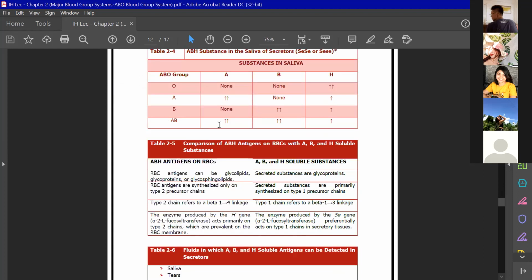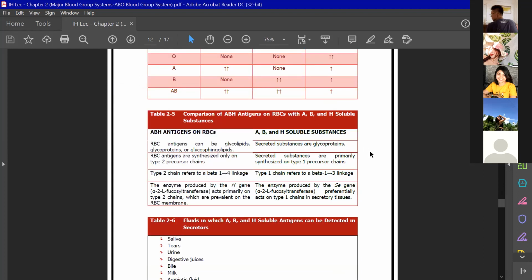Okay, so this is the comparison. Again, you have to memorize this one. The comparison of your ABH antigens on your red blood cells with that of your ABH soluble antigens in your body secretions and body fluids. So in the red cell antigens, sabi natin, they can be glycolipids, glycoproteins, or glycosphingolipids. While your soluble antigens, they are mainly glycoproteins.